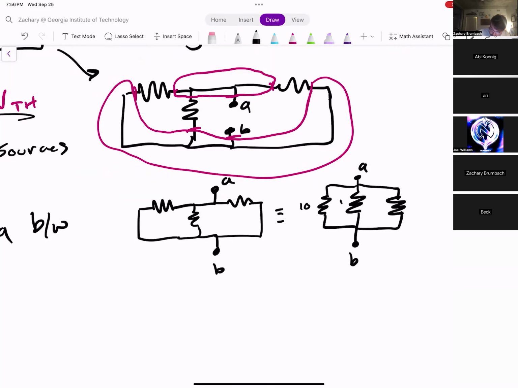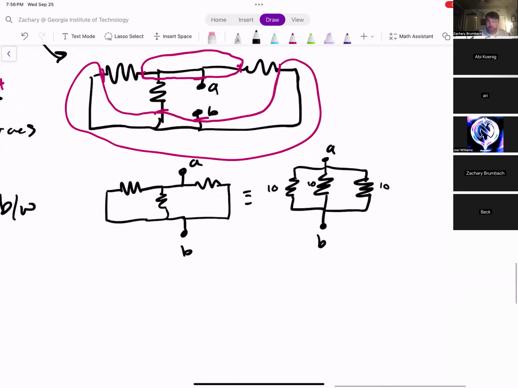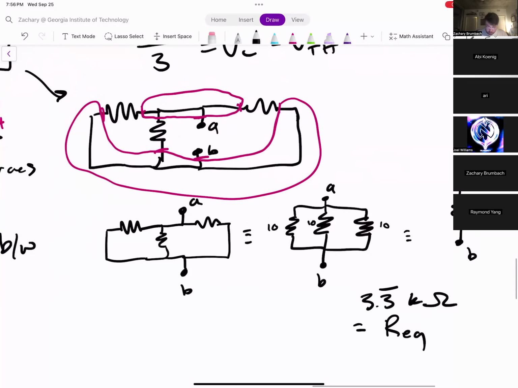So here we have 10, 10, and 10. Since we have three branches with equal resistances, those are my qualifiers to make this easy, the equivalent is just 10 over the number of branches. So from A to B, we have 10 over 3 kilo-ohms. So 3.3 repeating kilo-ohms is equal to R equivalent. If you are good at noticing the nodes, you can just jump straight here to here. You don't have to redraw pulling out the A's and B's. It just makes it look a little easier, so it's nicer to follow. And that's it. Now we have R Thevenin.